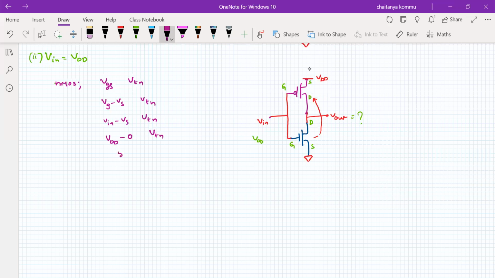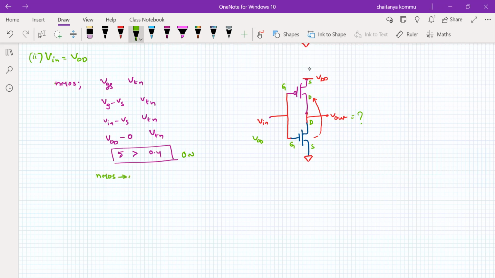The typical value is 5 volts, and VTN is 0.4. Which one is greater? The relationship is greater than. So the left hand side is greater than the right hand side. Therefore, the transistor becomes an on transistor. So the NMOS transistor is on.